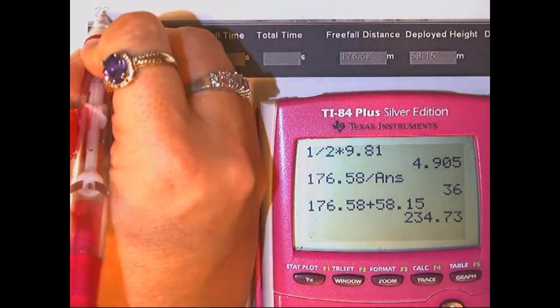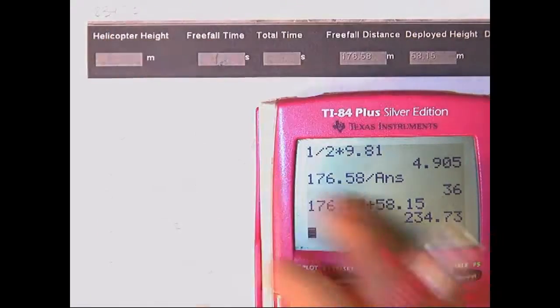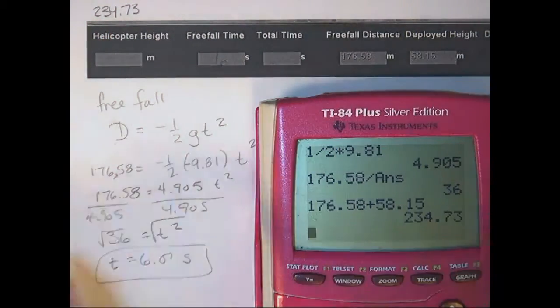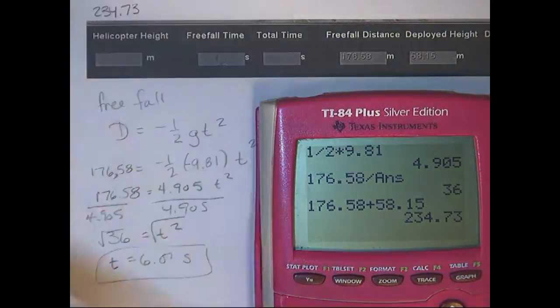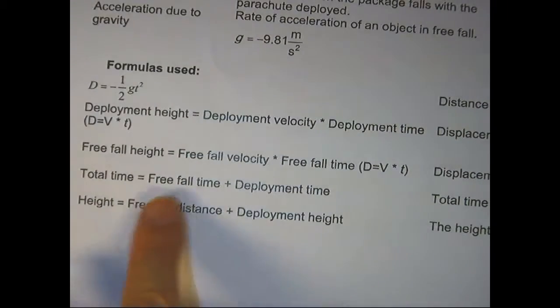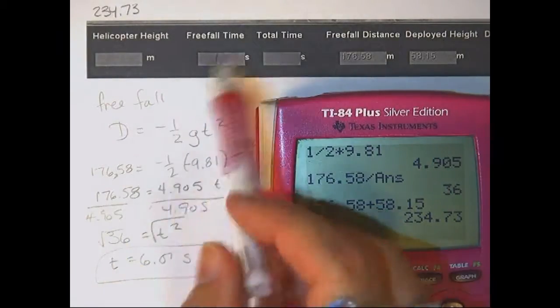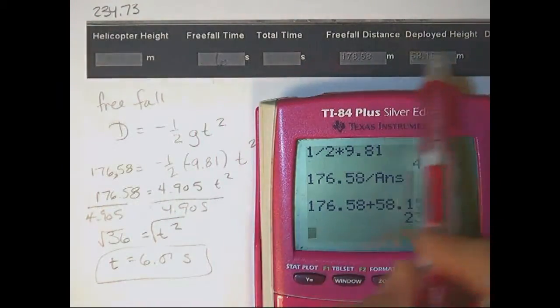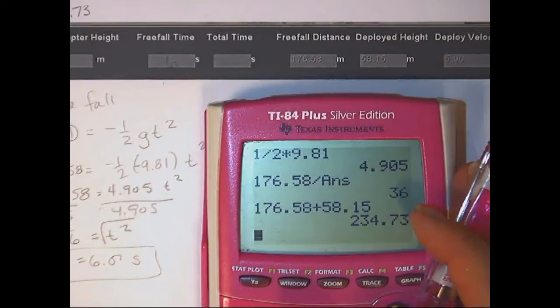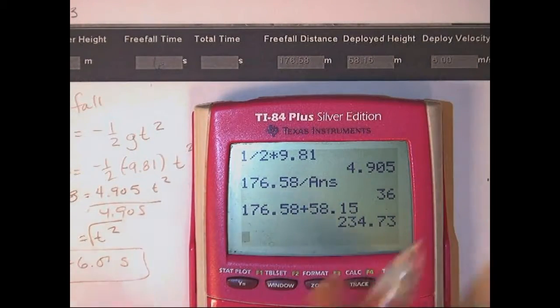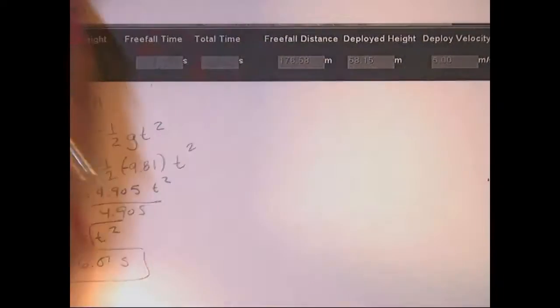This is 234.73. Now I'm still looking for the total time. If we look at the papers here, it tells us the total time is the free fall time plus the deployment time. But if I look at what I know, I only know the free fall time. I don't know the deploy time over here. There's no deploy time on here. So what I need to do is figure out the deploy time first.